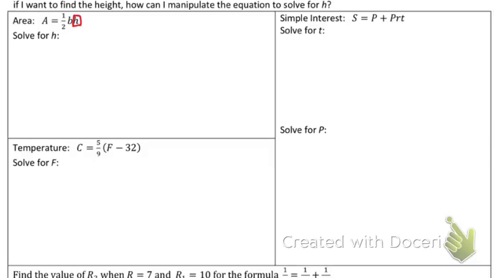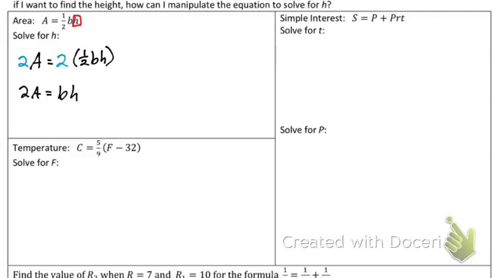To get rid of the 1/2, if I'm getting rid of a fraction, I'm just going to multiply by its reciprocal, which would be 2 over 1. In other words, I'm just going to multiply both sides of the equation by 2. So if I multiply the left side by 2, we're going to have 2 times a. That's going to equal 2 times 1/2 bh. Well, 2 times 1/2 is just 1, so we are going to have 2a equals b times h.